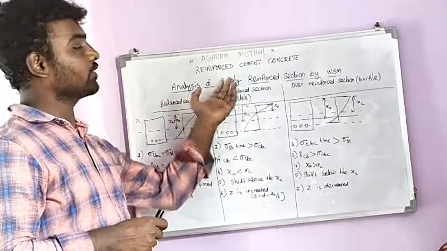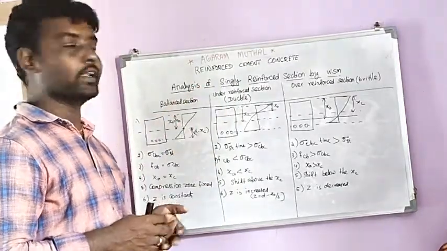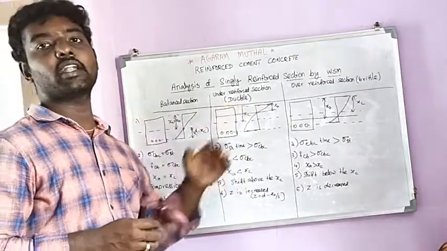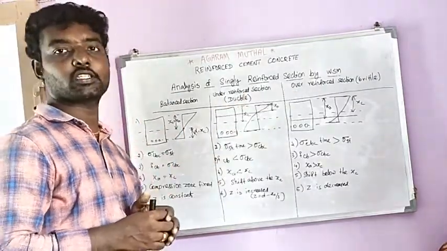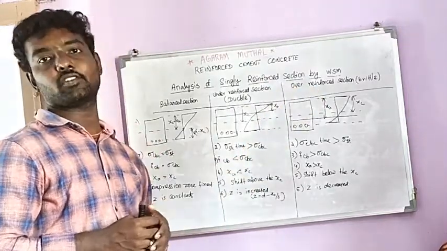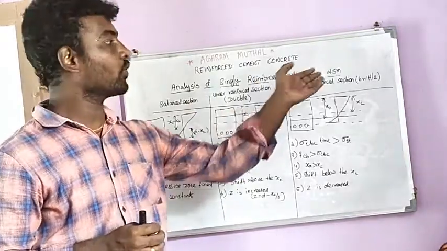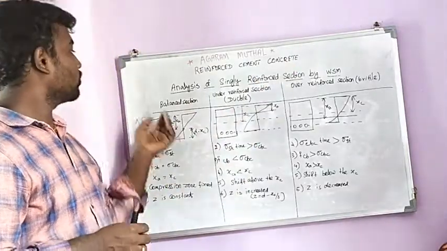Whenever we talk about singly reinforced sections, there are three different sections available. One is the balanced section, second is the under-reinforced section, and third is the over-reinforced section. Generally, over-reinforced sections we do not consider for singly reinforced sections, but for theoretical purposes we have to consider the over-reinforced section here. So what is a balanced section?